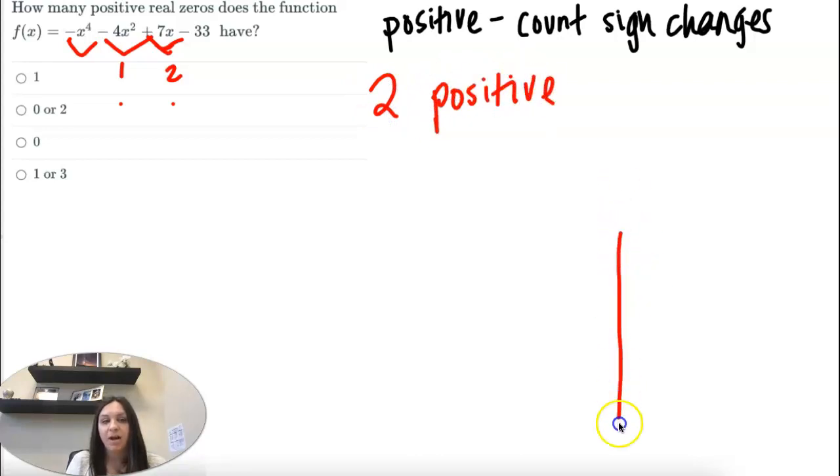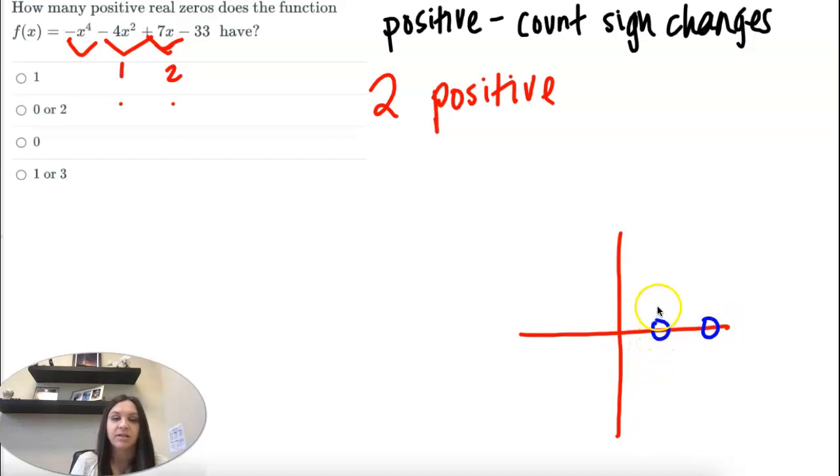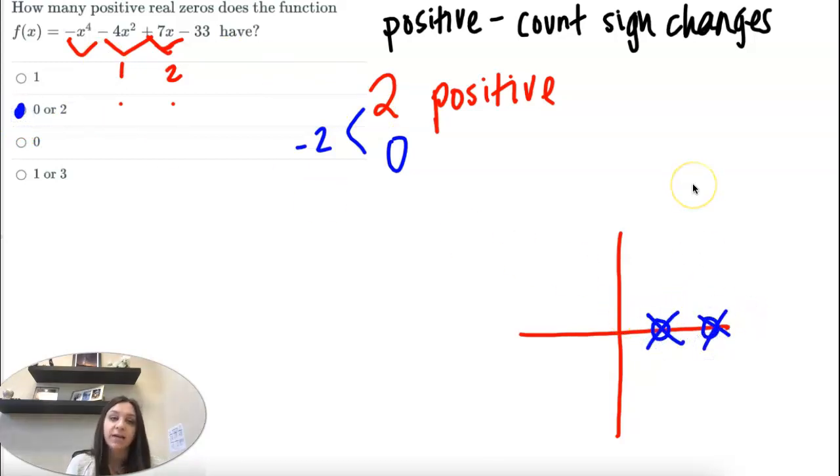So if I were to graph this, there could be two positive zeros, so positive on the x-axis, or there could be zero. So what happens is you get your number and then you go down by two until you're at zero or one. You're never going to know. So my answer would be 0 or 2. So there could be 2, there could be none. And technically we can graph it and see what we have, right?